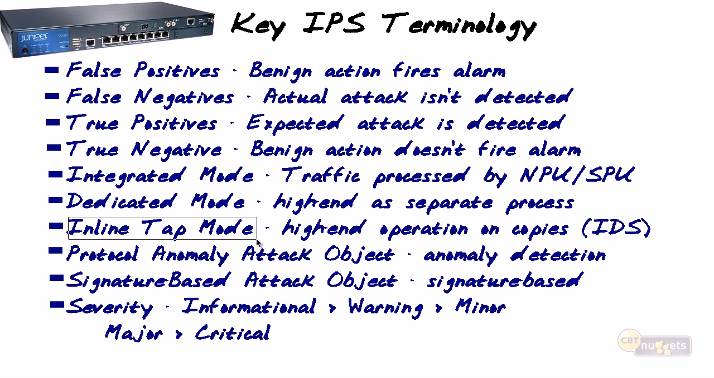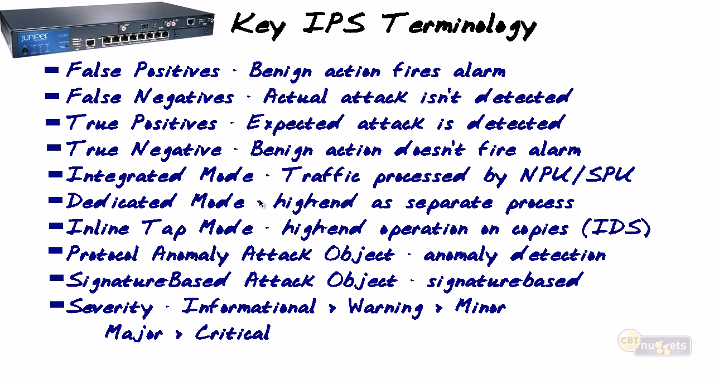The inline tap mode, this is the equivalent of what we call IDS or promiscuous mode in Cisco, where it's basically you're operating on copies of traffic. This is also a high-end operation, not the default, but you're operating on copies. This is a kind of a separate choice because it's not inline, so you don't really get intrusion prevention. You don't get the aggressive ability to stop traffic before it gets into your network. But it's good to analyze traffic, for example, in your DMZ or maybe in your server farm or your intranet, to determine if you want to deploy more aggressive integrated mode activities or dedicated mode activities.